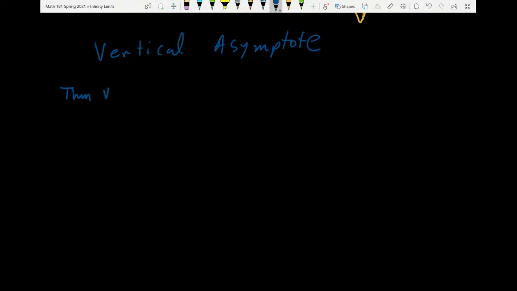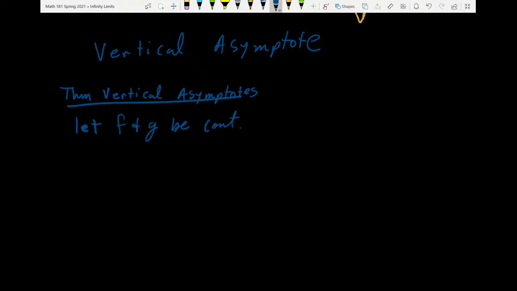Theorem for vertical asymptotes: let f and g be continuous on an open interval containing c.